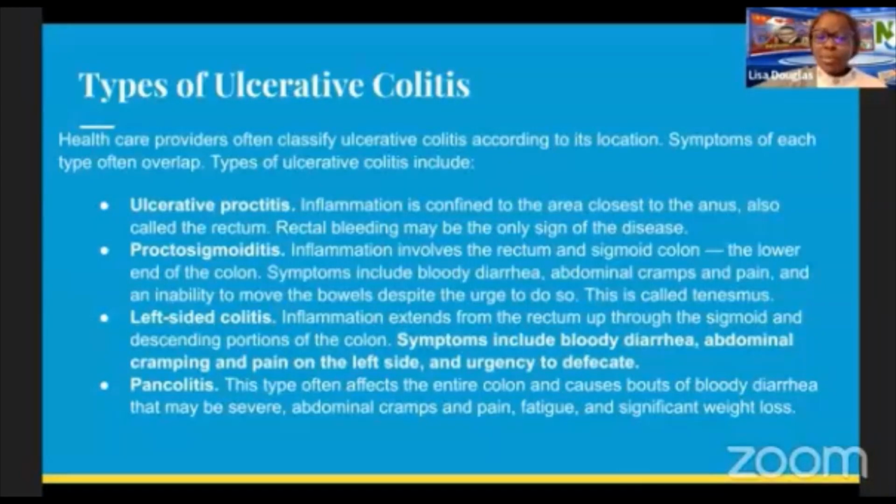Then you have proctosigmoiditis. Inflammation involves the rectum and sigmoid colon, the lower end of your colon. Symptoms include bloody diarrhea, abdominal cramps and pain, and inability to move the bowels despite the urge to do so. Then you have left-sided colitis. This inflammation extends from the rectum up to the sigmoid and descending portions of the colon. Symptoms include bloody diarrhea, abdominal cramping, and pain in the left side and urgency to defecate. Then you have pancolitis. This type often affects the entire colon and causes bouts of bloody diarrhea that may be severe, abdominal cramps and pain, fatigue, and significant weight loss.